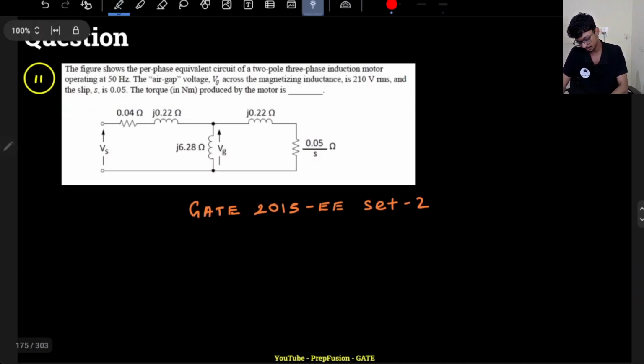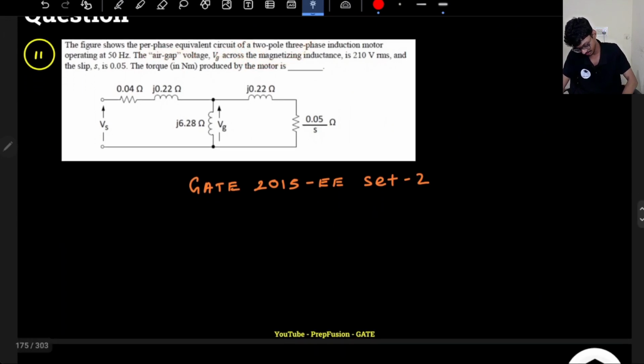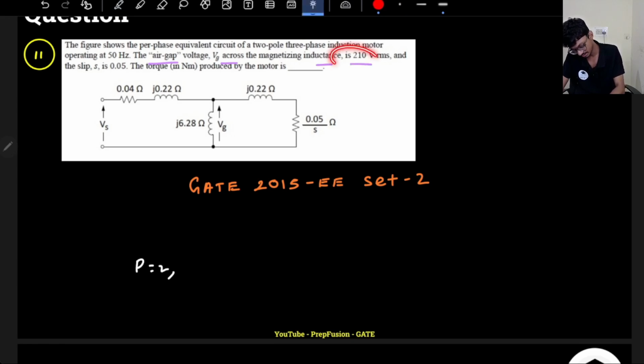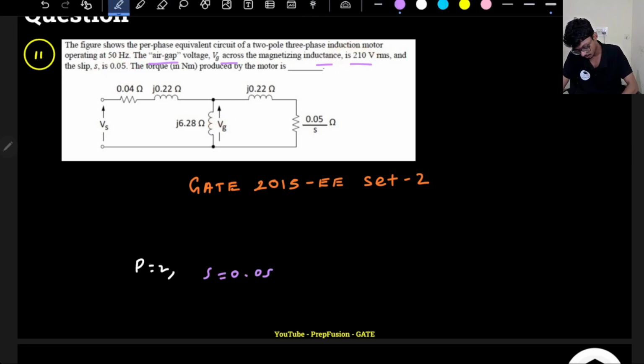The figure shows the per phase equivalent circuit of a 2-pole 3-phase induction machine. So its number of poles is 2. It's a 3-phase induction machine. The per phase diagram is given. The air gap voltage Vg across the magnetizing inductance is given as 210 RMS. The slip they have given me is 0.05. What will be the torque produced by the motor? How will I find out the torque produced by the motor?